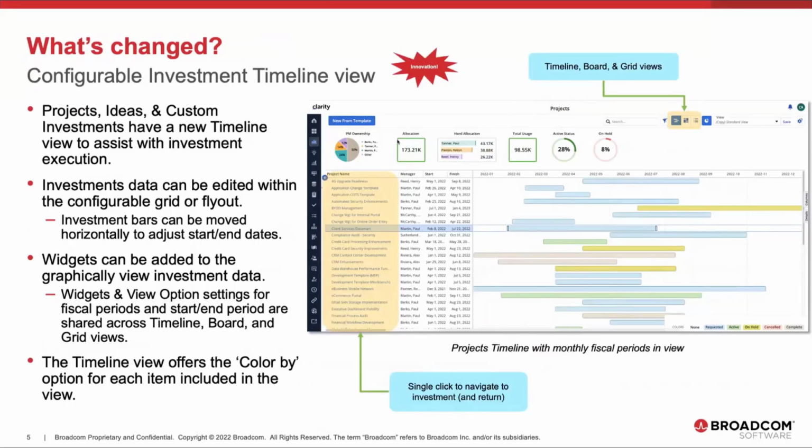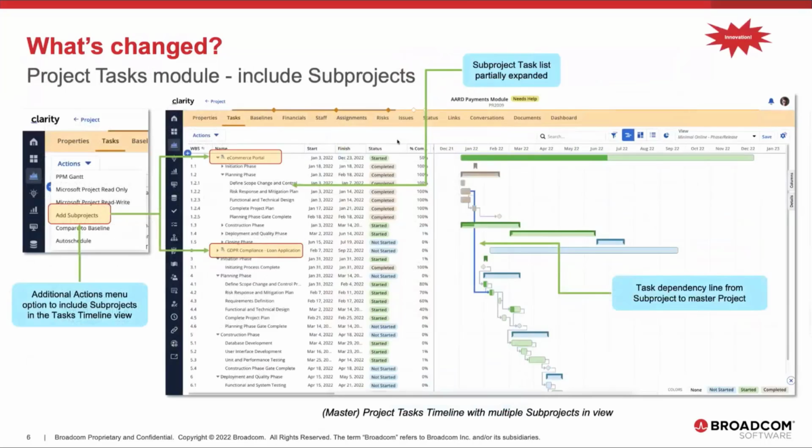Widgets and view option settings for fiscal periods and start and end period are shared across the timeline, board, and grid as the user maneuvers through those different views. As you can see, there's a color by. There's a number of attributes that can be used to add visualization or colorization to the investment bars themselves. The task module for projects has been enhanced with the ability to include sub-projects.